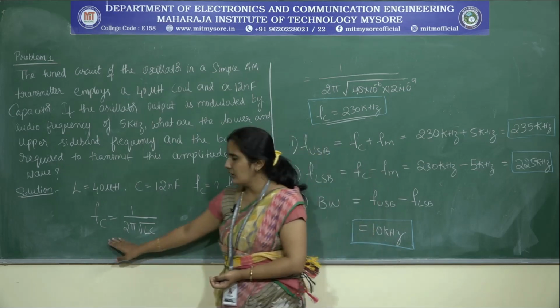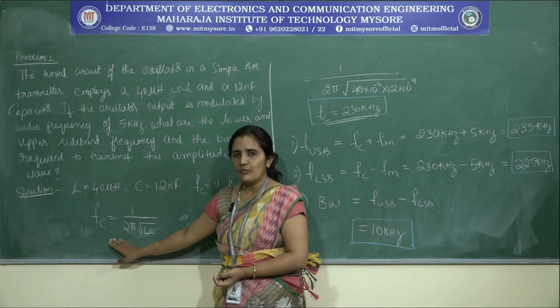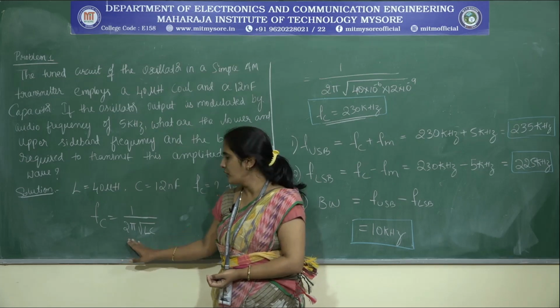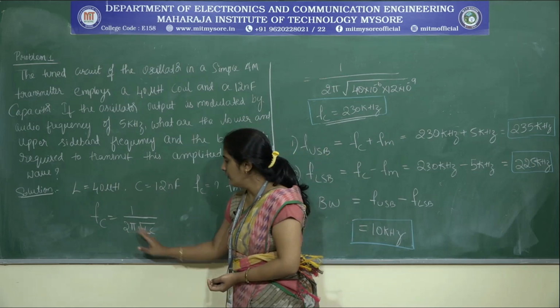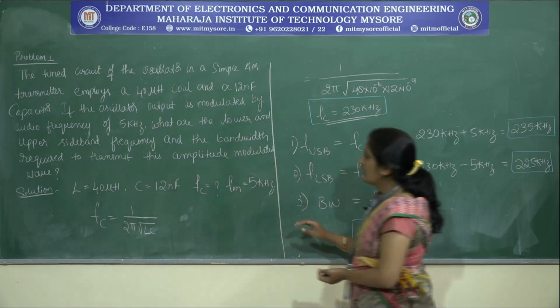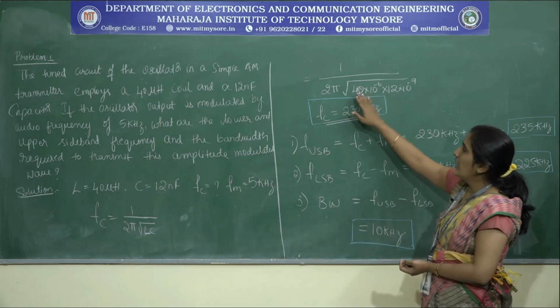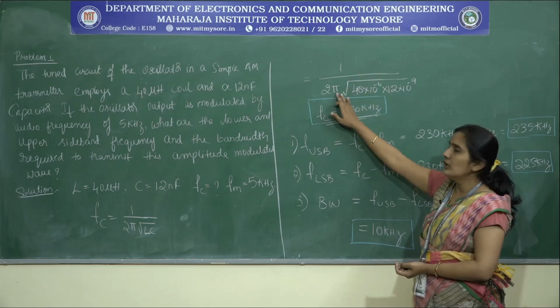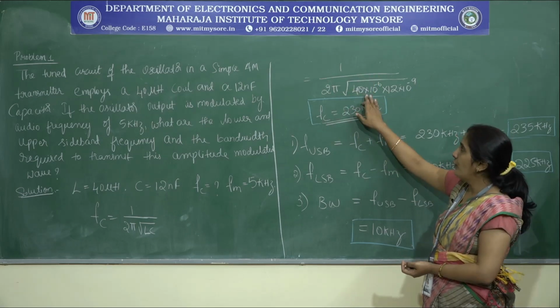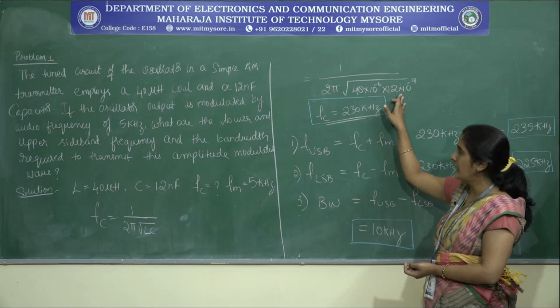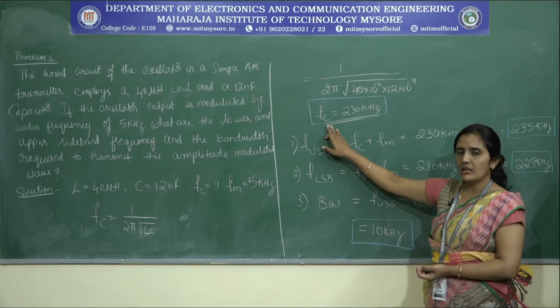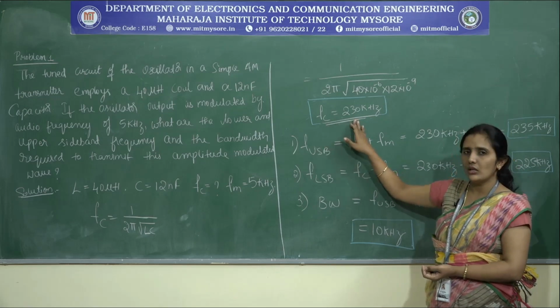We all know that the equation for the carrier frequency is 1 divided by 2 pi root LC. So we have got all the parameters present here. Let us substitute the given L and C. So 1 divided by 2 pi root of 40 into 10 power minus 6 into 12 into 10 power minus 9. So we are going to get the carrier frequency of 230 kilohertz.